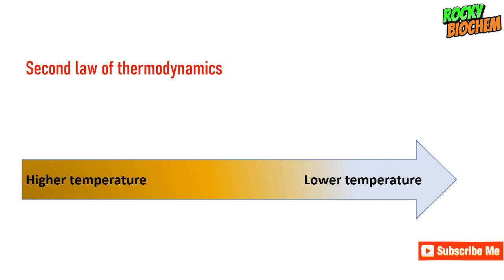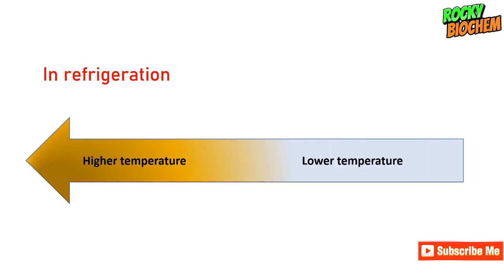From the second law of thermodynamics, heat flows spontaneously in a direction of decreasing temperature. In other words, heat flows spontaneously from a region of higher temperature to a region of lower temperature. However, in refrigeration, we try to violate this rule by trying to transfer heat from a region of lower temperature to a region of higher temperature.